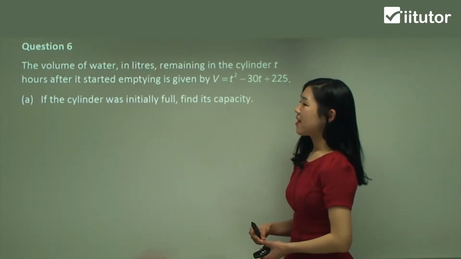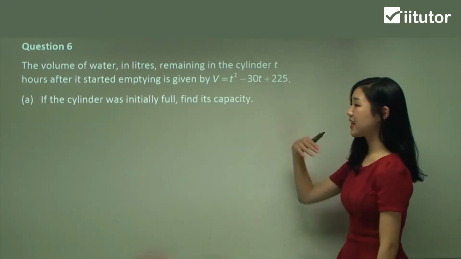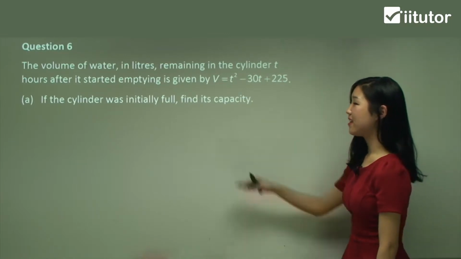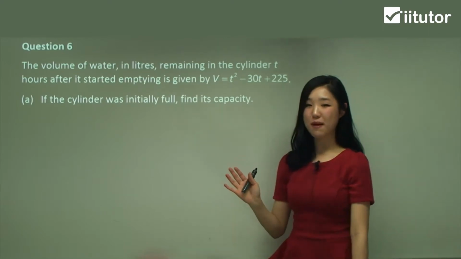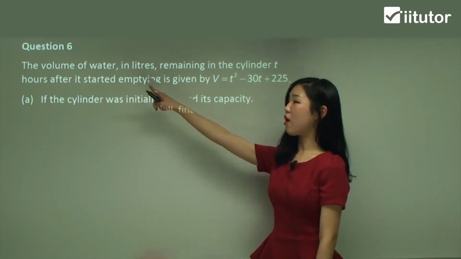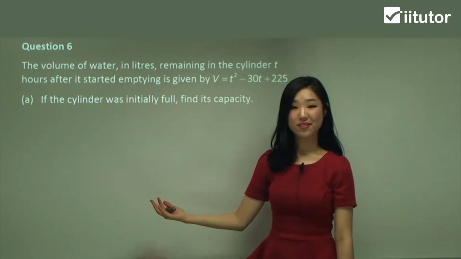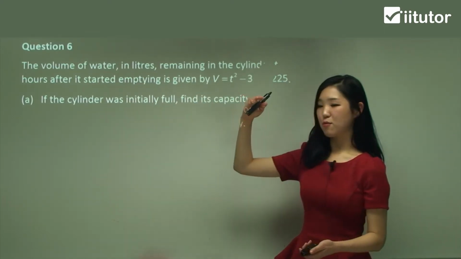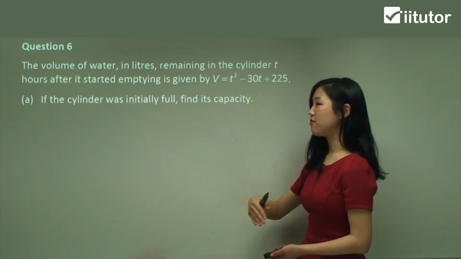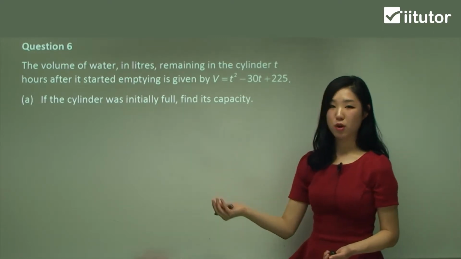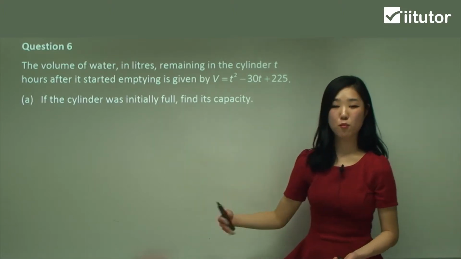Question 6. Okay, this time it says the volume of water in litres remaining in the cylinder t hours after it started emptying is given by this equation here. So this time make sure you know what it's talking about. It's talking about the volume of water in litres, okay? And t is in terms of hours. Alright, so the cylinder will have some water inside and it will be emptying, and we want to find, we don't know the question yet, but the volume will change depending on the time that has passed.